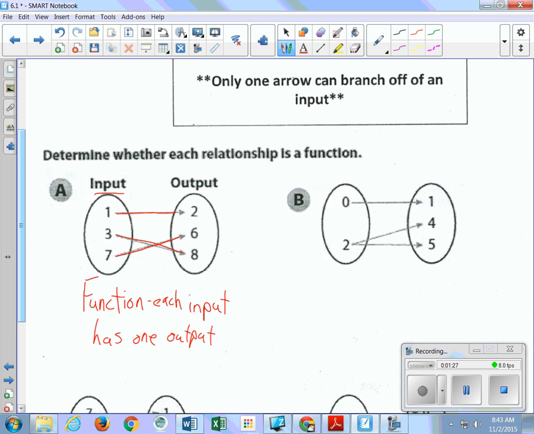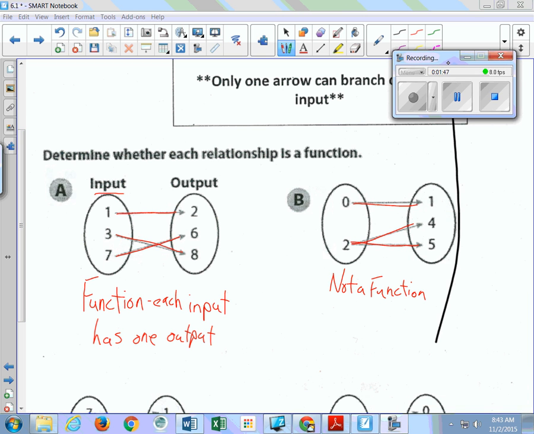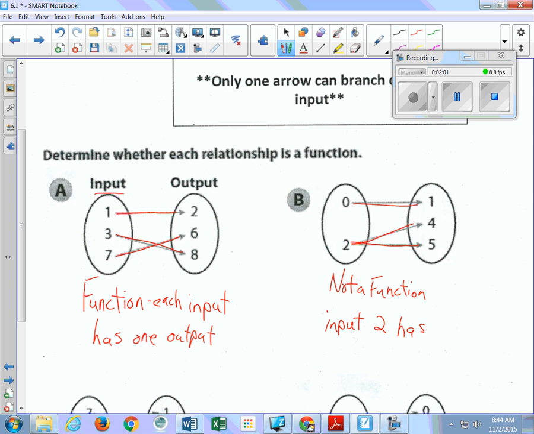Okay, if we look at the second one, 0 has one arrow, but 2 has 2 arrows from it. So this makes it not a function. Not a function. The reason for it not being a function is input 2 has more than one output.